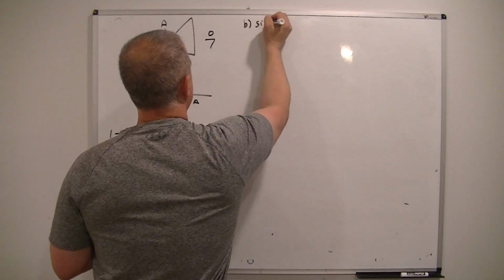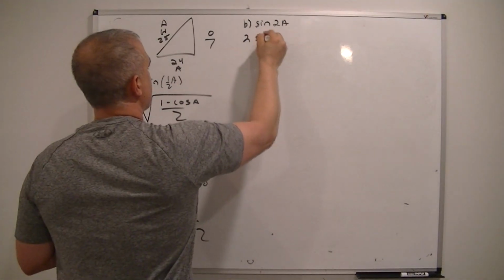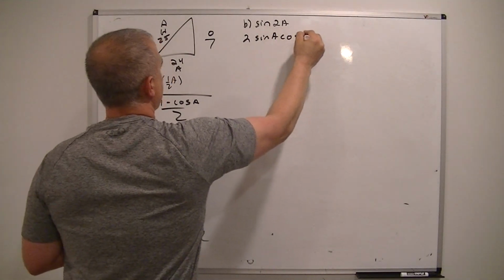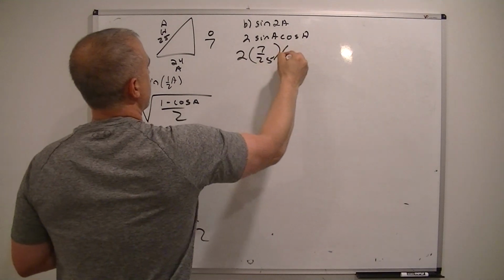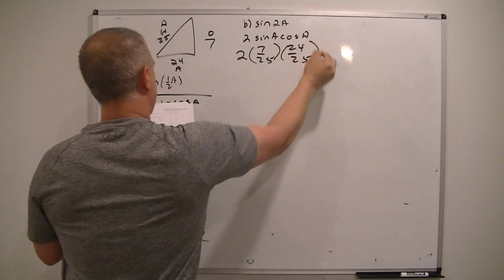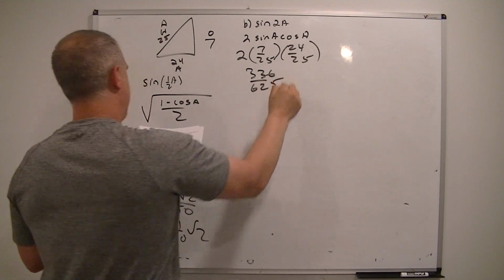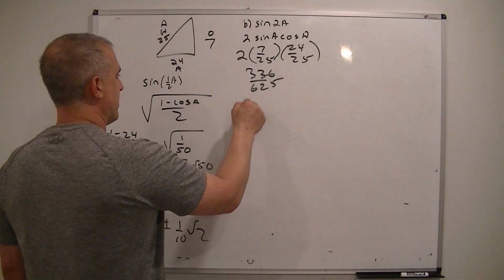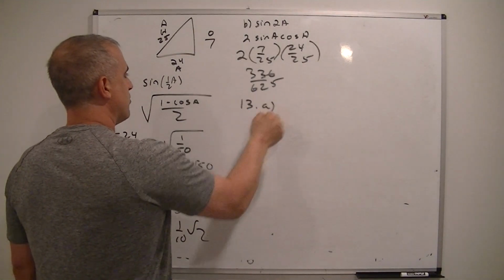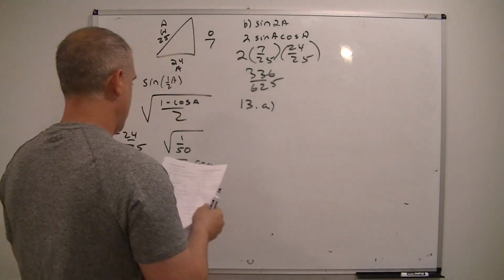2A, sine of 2A, okay, that formula is 2 sine of A, cosine of A, so sine would be 7 over 25, cosine would be 24 over 25, okay, if you multiply all that out, you get 336 over 625, okay? All right, moving on to question 13, the last question of this packet for this week. As I said before, we'll have multiple ones each week, okay?